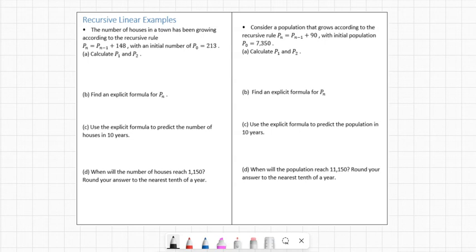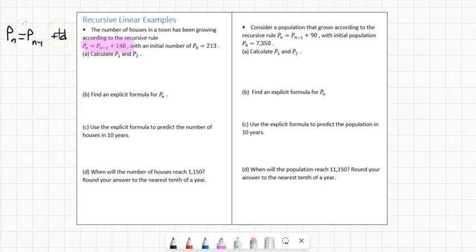All right, let's take a look at some recursive linear examples. The first one: the number of houses in a town has been growing according to the recursive rule. Now we're looking at this recursive rule, and we look at the formulas that we have. We do have one that looks like P sub n equals P sub n minus 1 plus D.